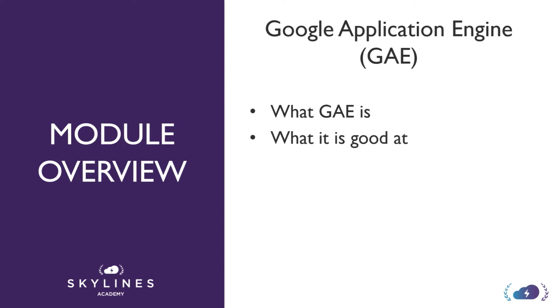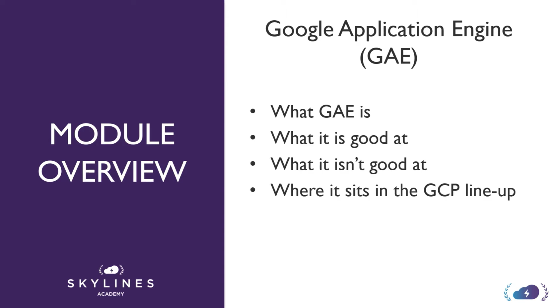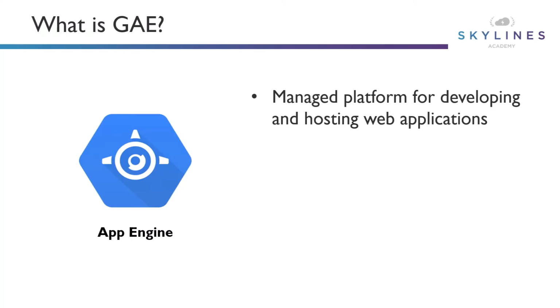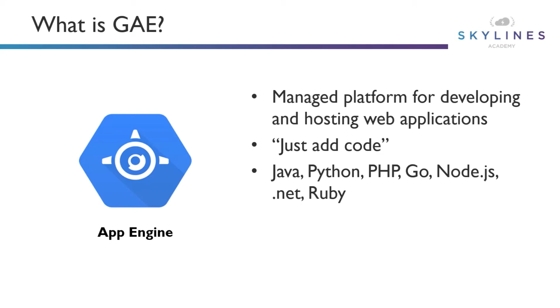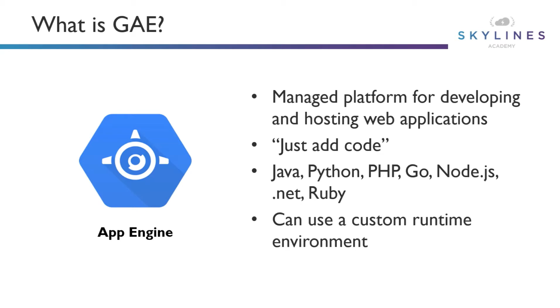What GAE is, what it's good at, what it isn't so good at, and where it sits in the GCP lineup. Google App Engine is Google's managed platform for developing and hosting web applications via code, also known as Platform as a Service. Very simply, you write your code, providing the libraries in Docker containers, and Google does all the rest for you. You can write in a variety of languages. You can use a custom runtime environment if you want, and Google even provides you with a services ecosystem of developer tools, including Cloud Debugger and Error Reporter to assist in diagnosing and fixing bugs.